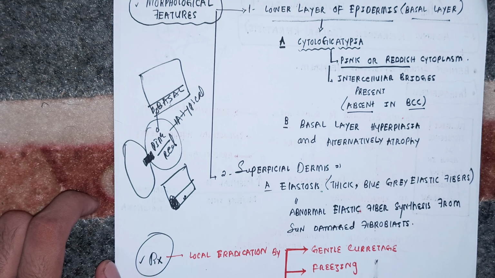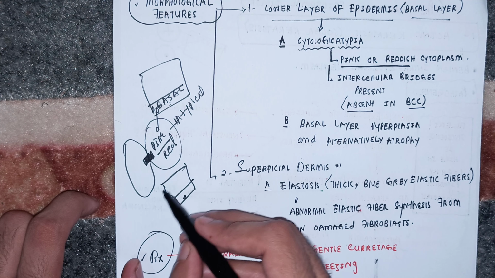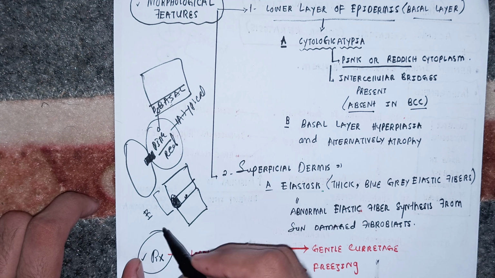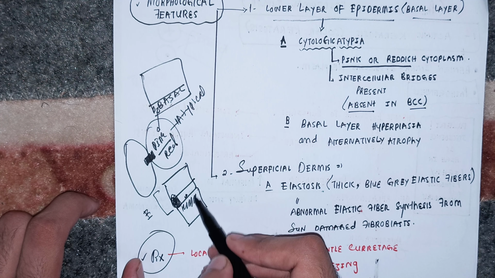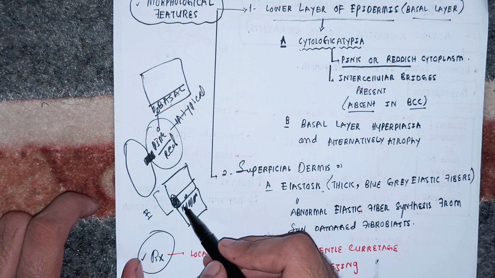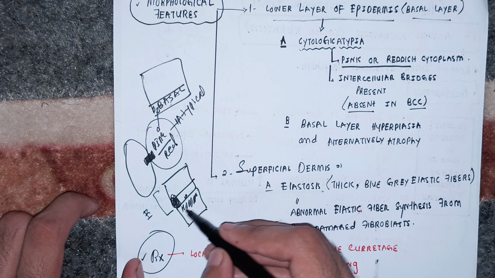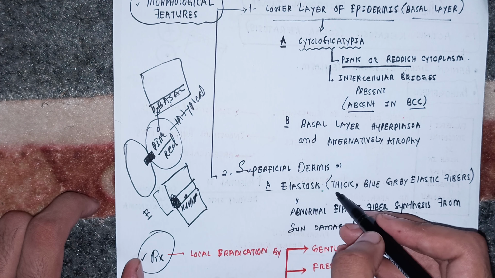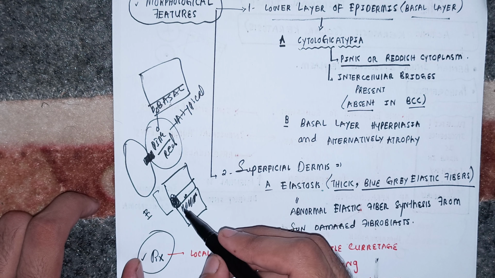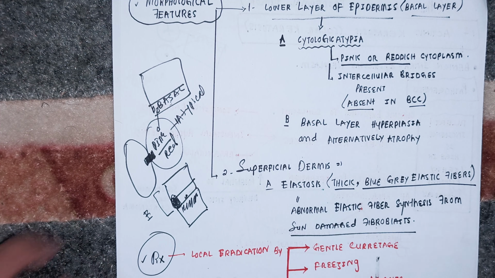And one more histological morphological feature of actinic keratosis is that if this is your epidermis, beta, then here is the dermis. Let's suppose in the superficial part of the dermis there is elastosis. What is elastosis? Abnormal elastic fibers are present, producing elastosis in the superficial dermis. That means there are thick blue-gray elastic fibers. These are the abnormal elastic fibers, and they are synthesized by sun-damaged fibroblasts.